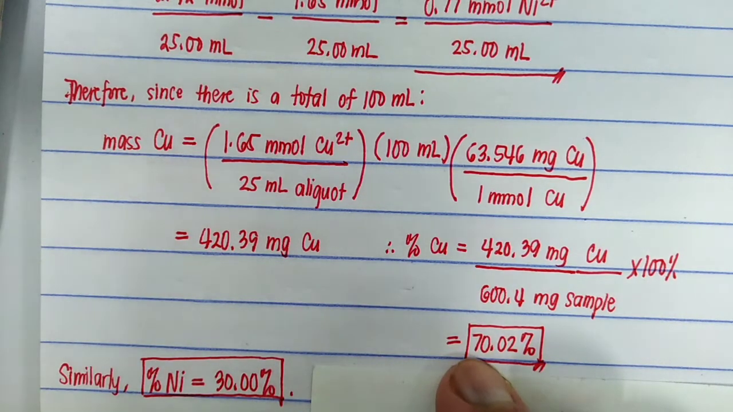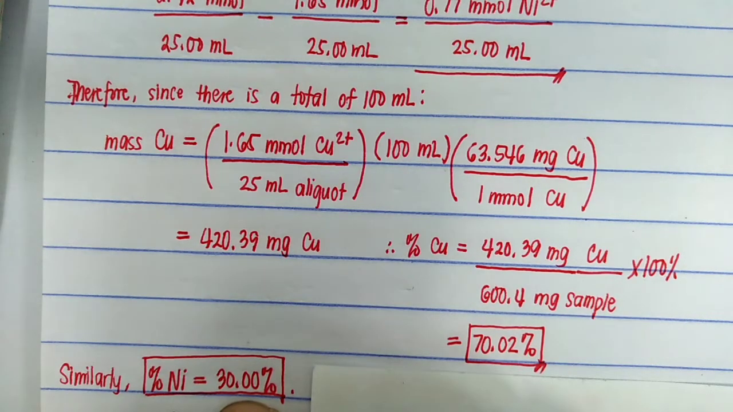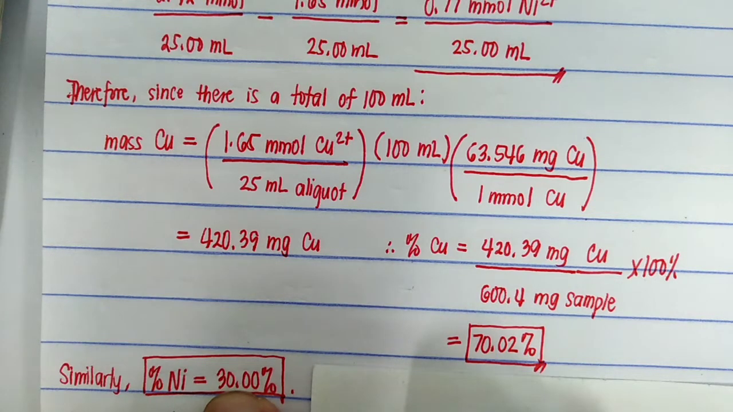It's only coincidence that we have 70% of copper and 30% of nickel in here. If you recall from our example number 2, if you total the percentages that we have, it's not going to total 100%. So this one and this one giving us 100% is just pure coincidence.